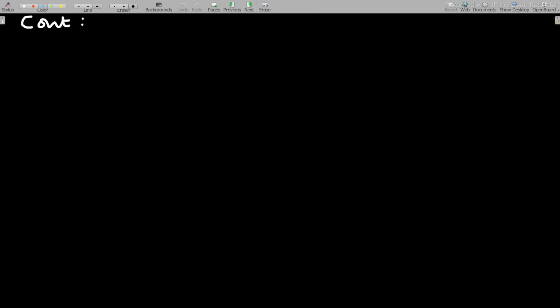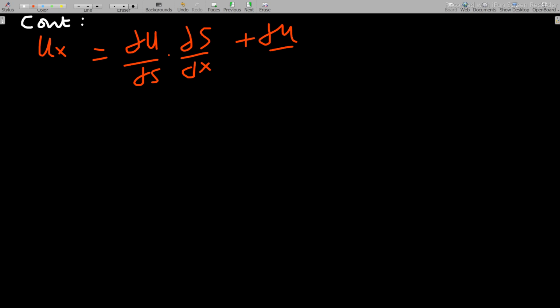Let's go for ux and see. So ux is actually equal to del u del s dot del s del x plus del u del tau dot del tau del x. Now this will give me differentiation of s with respect to x is 1.